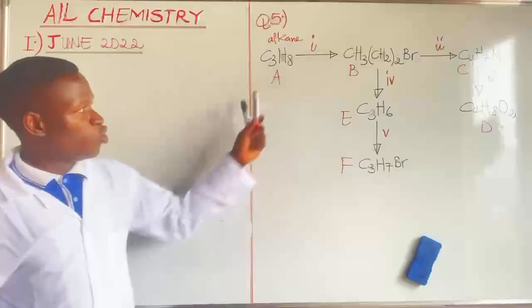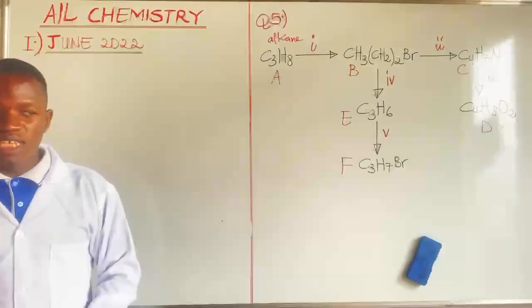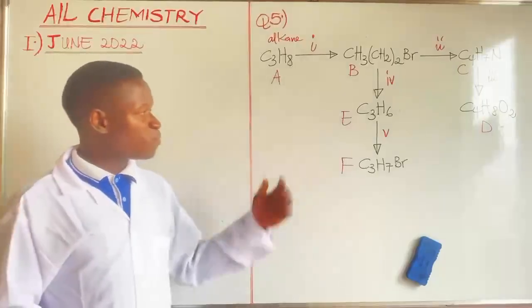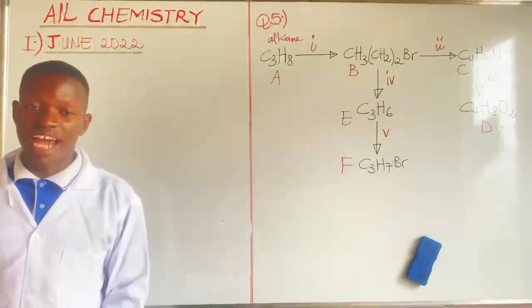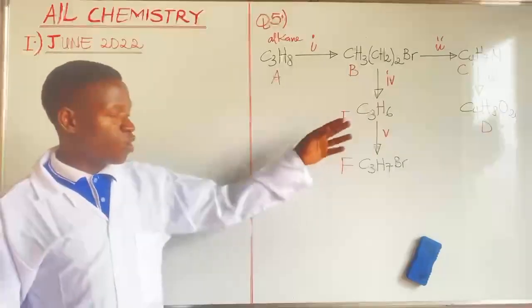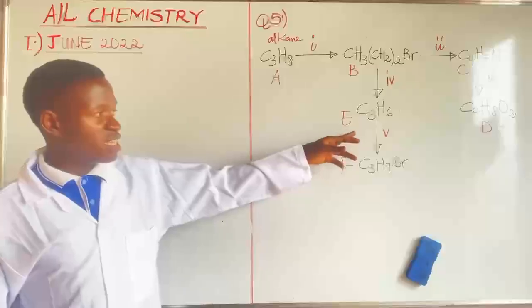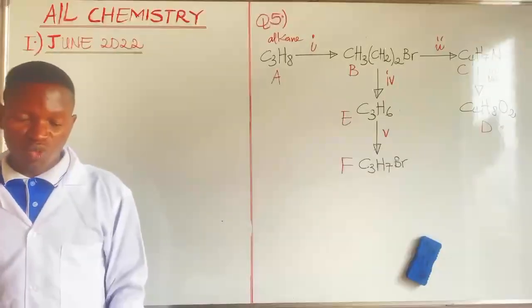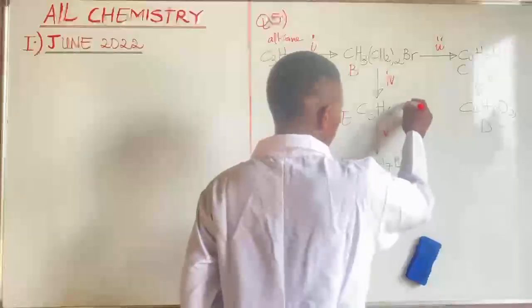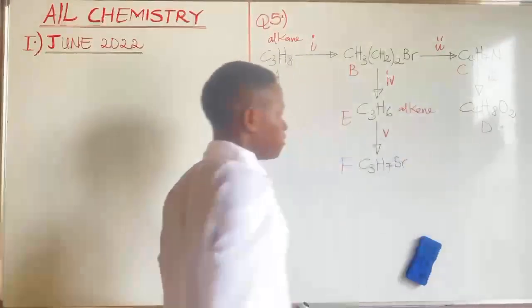Now, looking again, we identify compound E. Compound E equally has only carbon and hydrogen. So compound E also is a hydrocarbon. Now, is it alkane, or alkene? We look at the formula. C3H6, CnH2n. So compound E is an alkene. So here we have an alkene.